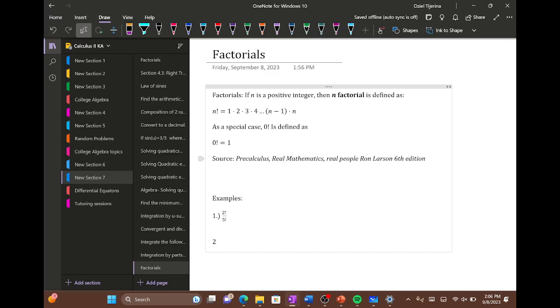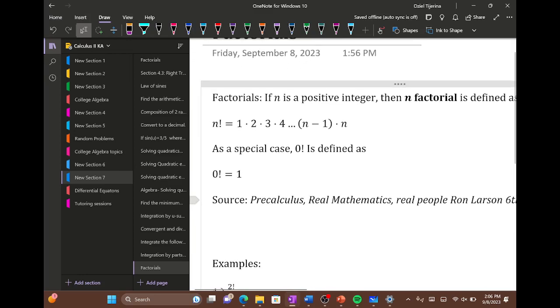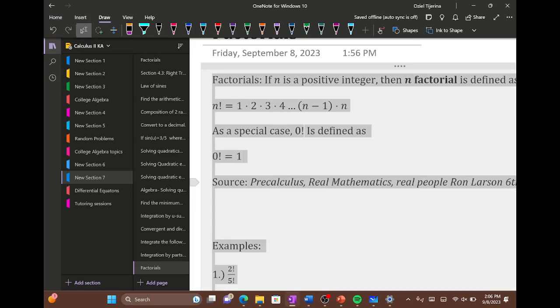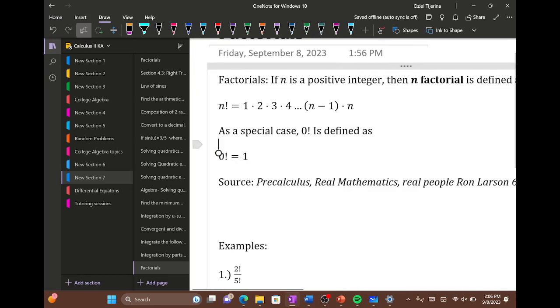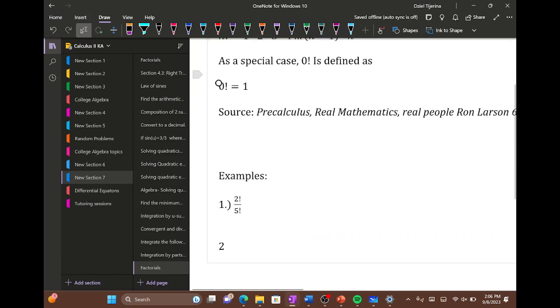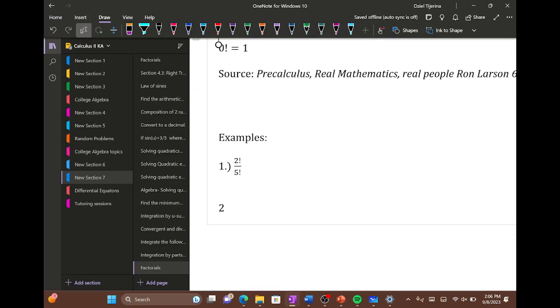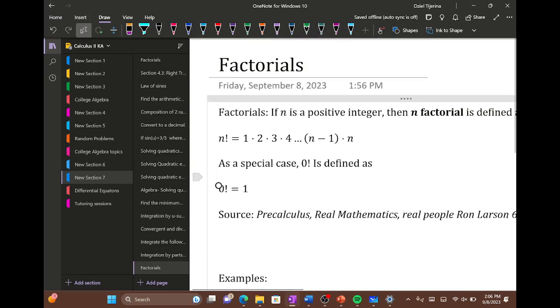So here, I have some definitions. If n is a positive integer, then n factorial is defined as n factorial equals 1 times 2 times 3 times 4 times ... times n minus 1 times n. This is an exclamation mark, but it's not like they're yelling the number. It's more like this is really the definition of it.